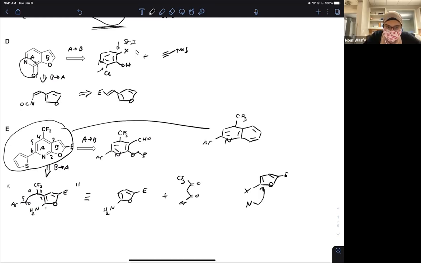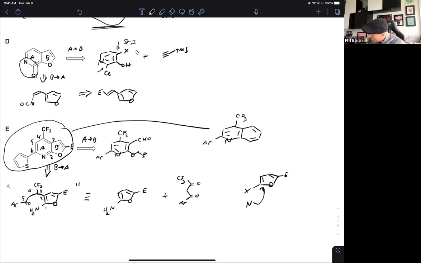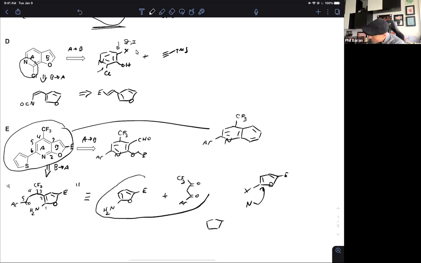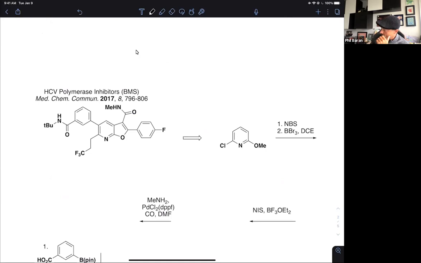No. So to make the 2-3 bond, so you'd still have the amino group present. Well, that's what we're doing. That's exactly what we're doing. So that going here, and that is going there. So we are doing an electrophilic aromatic substitution exactly as you recommended.